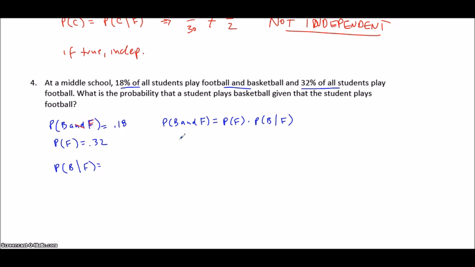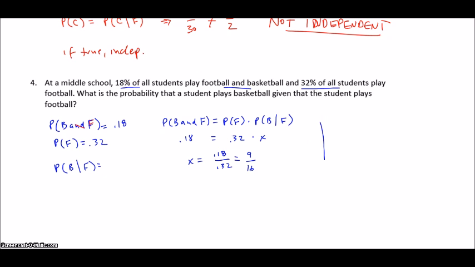Well, do we have everything we need here? Well, we have 0.18 is the probability of both occurring. Probability of playing football is 0.32. X is what we're looking for there. So in this case, we're going to be looking for 0.18 over 0.32, and that's going to simplify to 9/16.